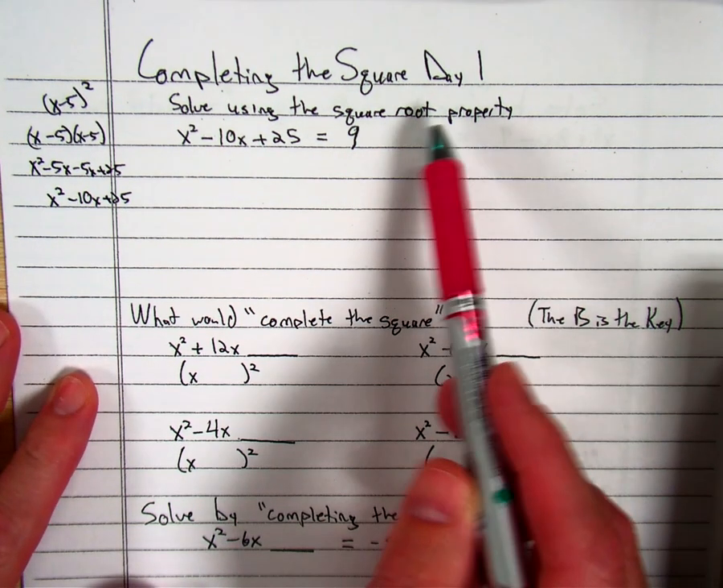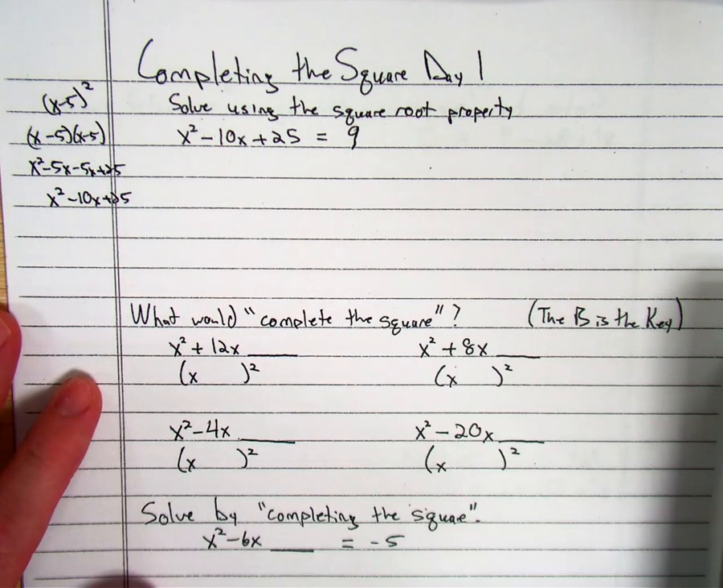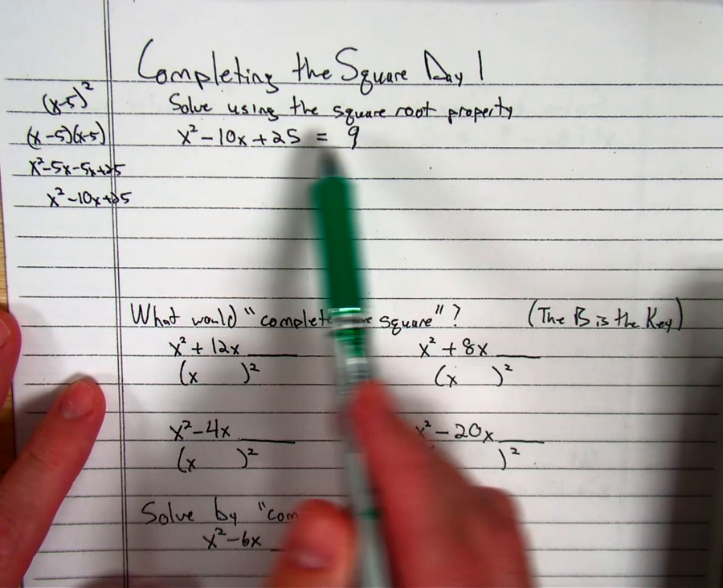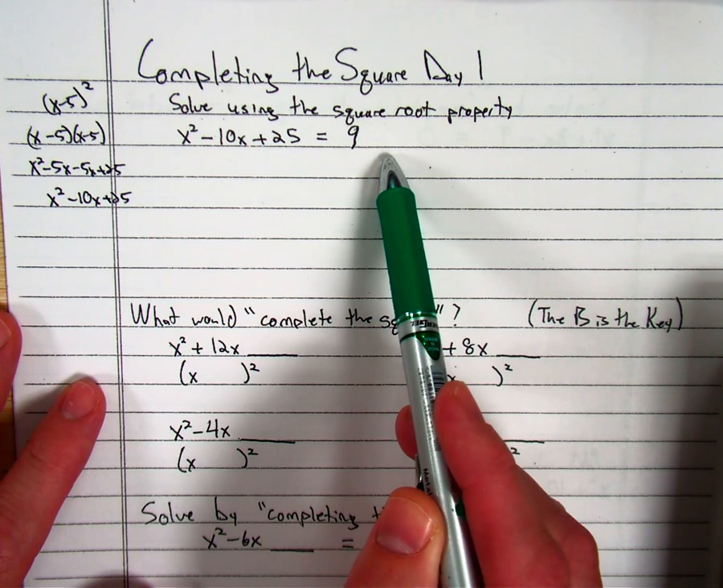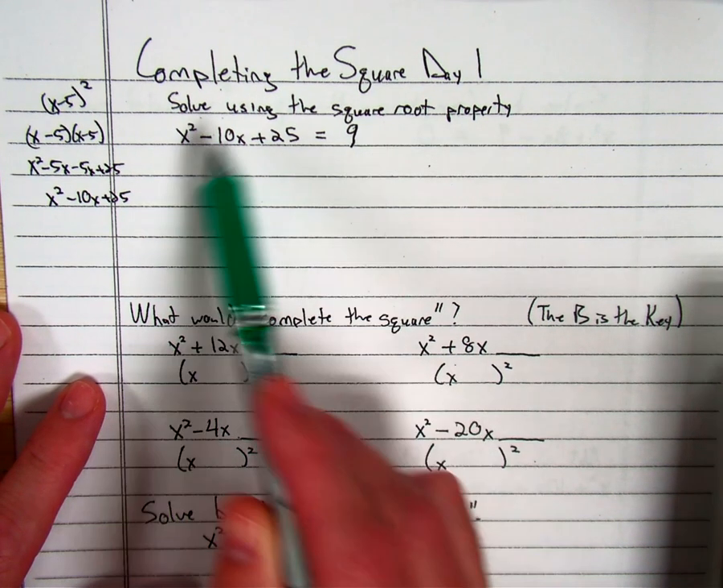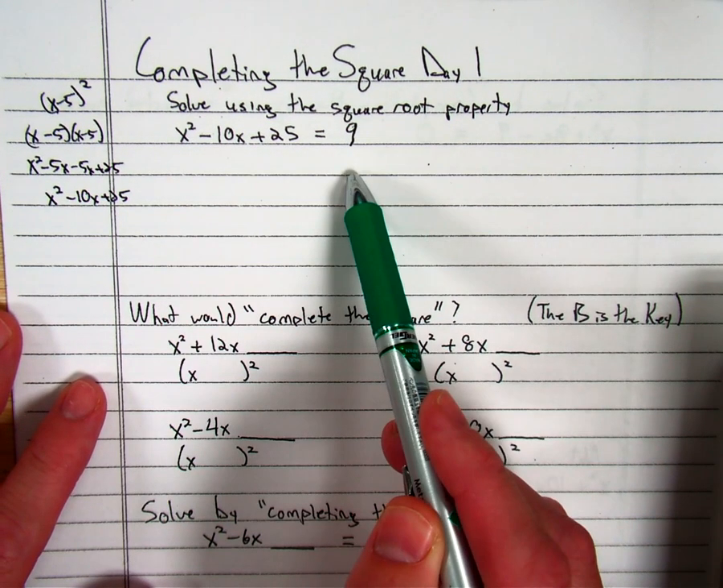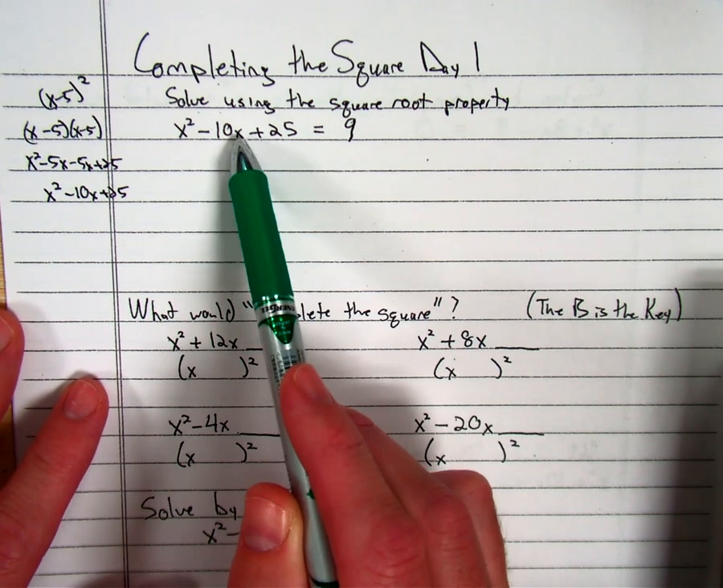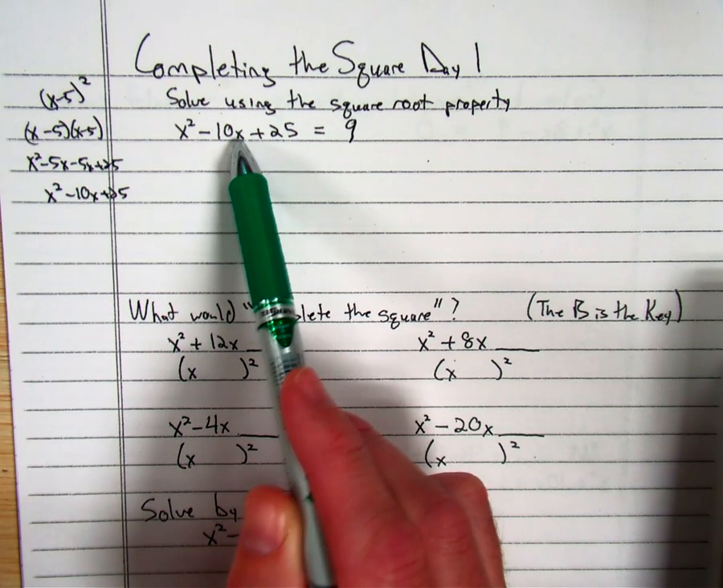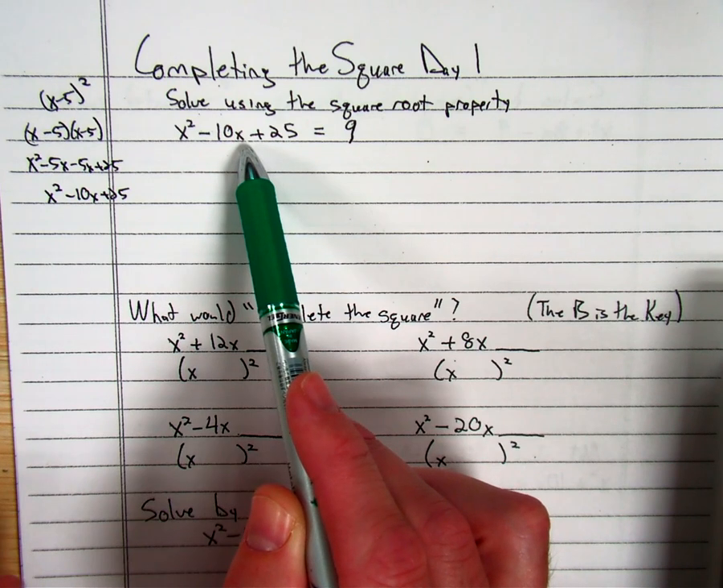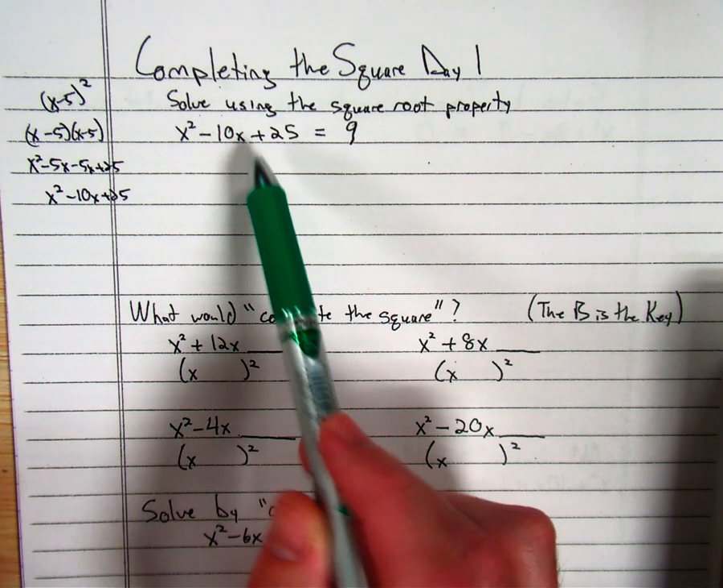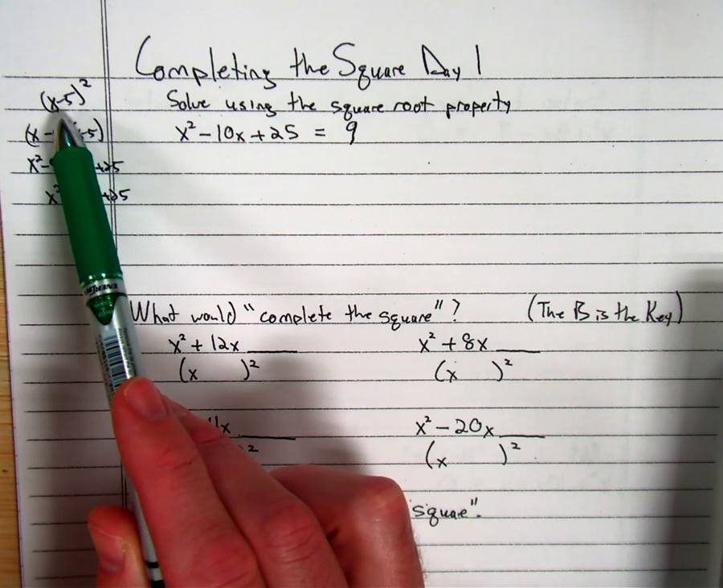Okay, we're going to start off with trying to solve with the square root property. We have x squared minus 10x plus 25 equals 9. If we were to square root both sides, we get a nice plus minus 3 on the right. But I don't know what the first thing I would do with the square root of all of this on the left. Okay, we're going to think back to a previous lesson when we were doing (x minus 5) squared.